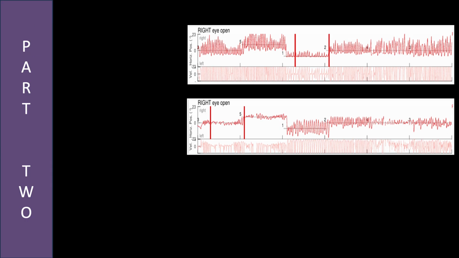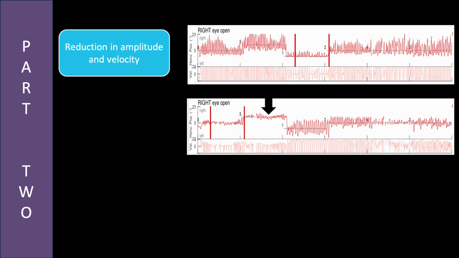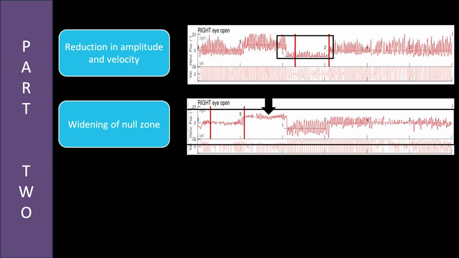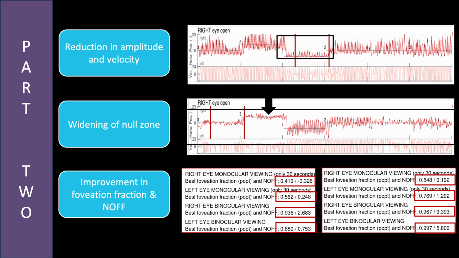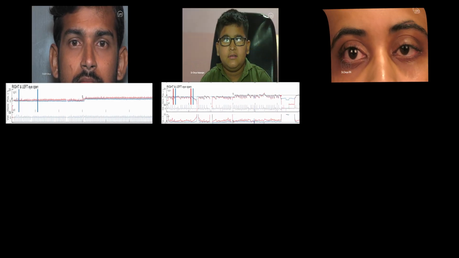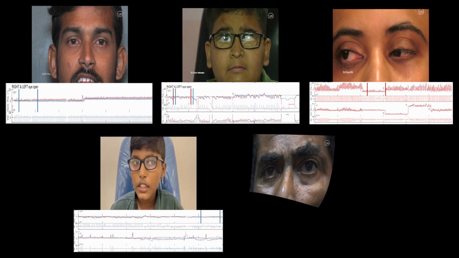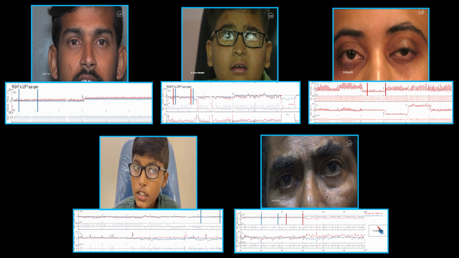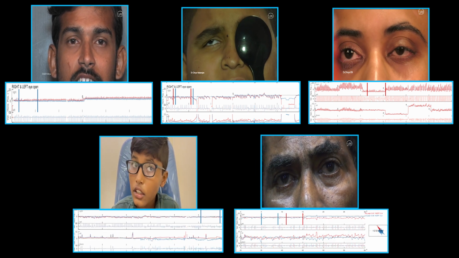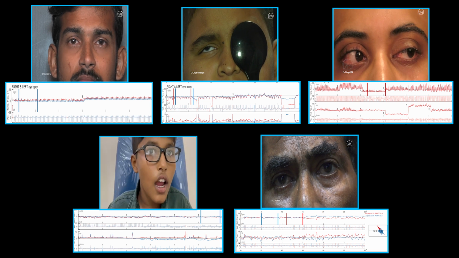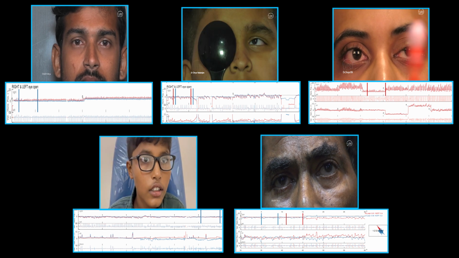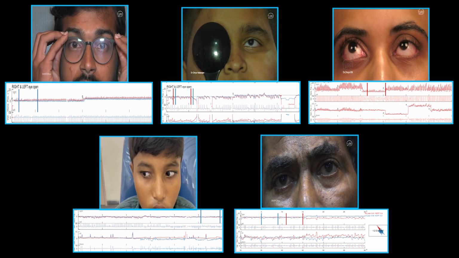And our second learning is about various parameters in eye motility recording which help us monitor the effect of treatment: reduction of amplitude and velocity, widening of null zone, and improvement of foveal fraction and NOF values. I hope this video would improve our understanding of various types of nystagmus with the help of eye motility recording. And by observing above mentioned parameters, it also tells us whether our treatment is effective or would require any other modification. Thank you.